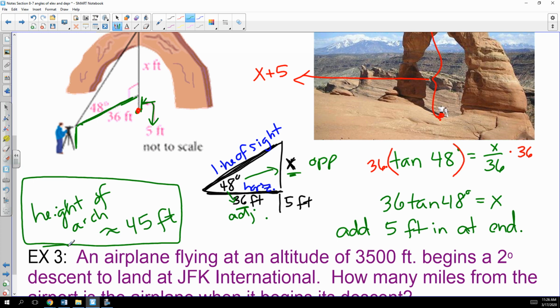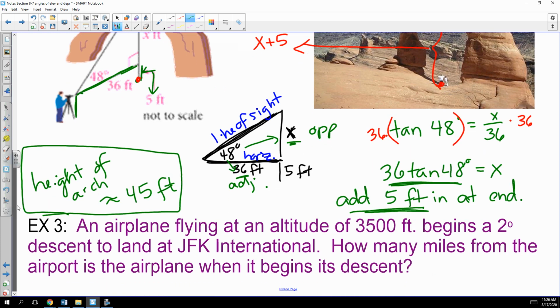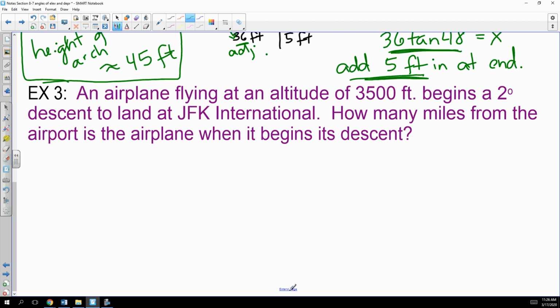Don't forget that after you type in 36 tangent of 48, you have to add 5 feet in at the end of the problem. Okay, I'm going to try to go through these others pretty fast so that you don't get super bored. Don't forget that you can print the notes blank, and you could fill them in and try to do some stuff on your own, and then just check your answers if that's easier for you rather than watching the whole entire video.